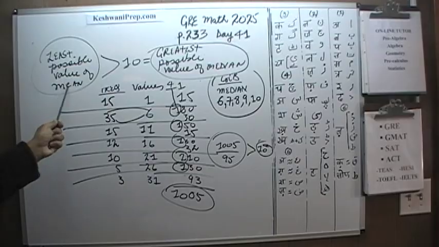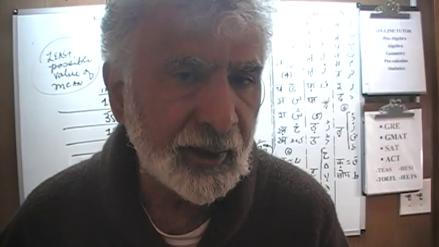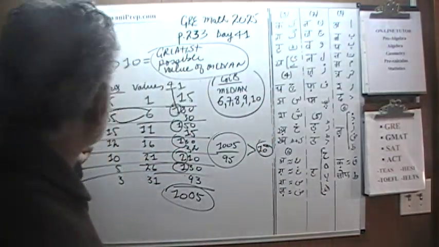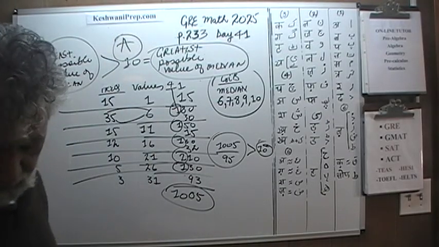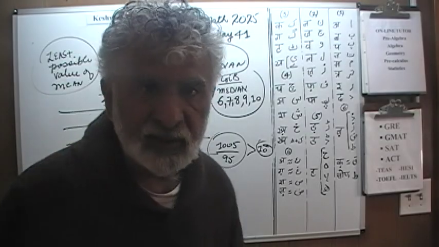If we were able to show just now that the least possible value of mean is greater than the greatest possible value of median, because the median had to be either a 6 or a 7 or an 8 or a 9 or a 10, and mean is more than 10, we just showed it. Therefore mean is bigger. The answer is A. Mean is bigger, the least possible value of mean is greater than the greatest possible value of median.